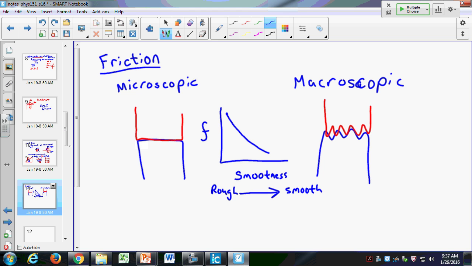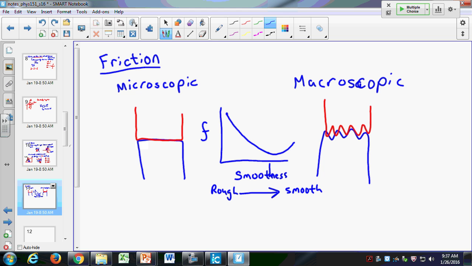However, if you keep smoothing this, and this is a really cool thing, if you keep smoothing them over and over and over and making them smoother and smoother and smoother, eventually you get to a point where this starts to increase again. Do you know why that might be?